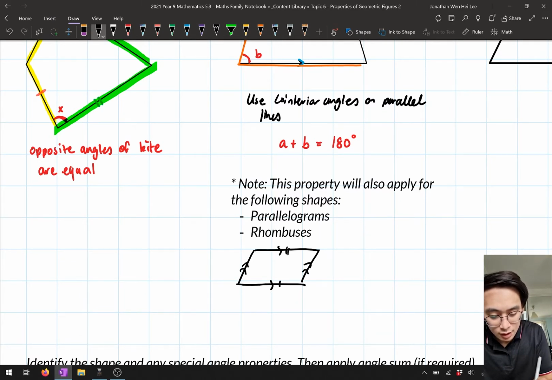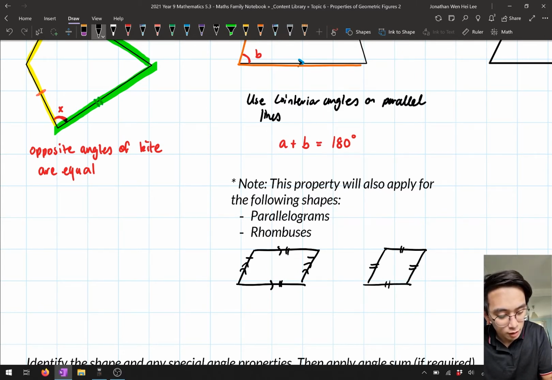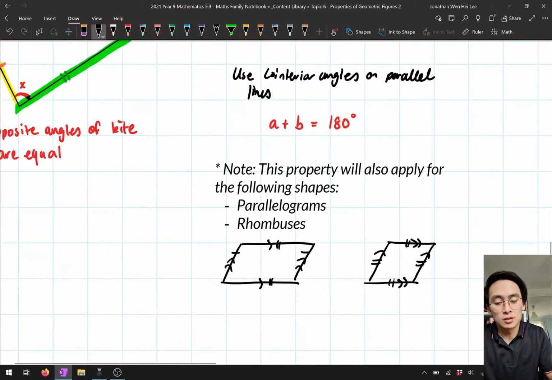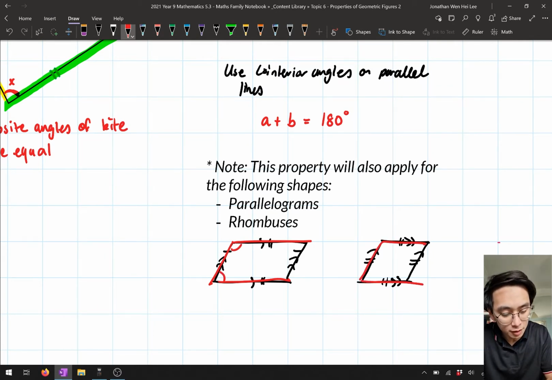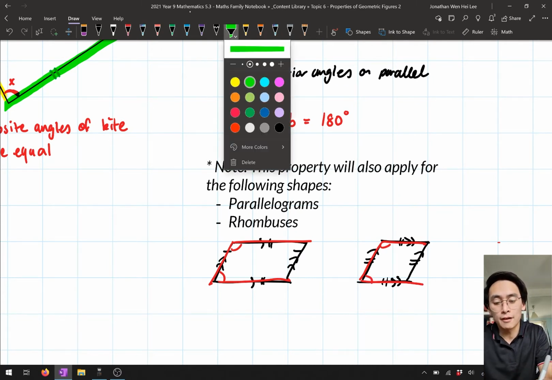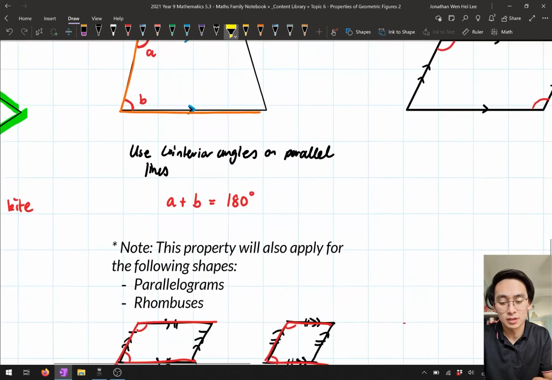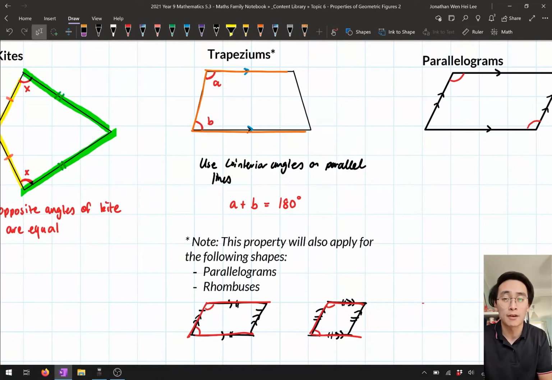And these two sides are equal, and these two sides are equal. And a rhombus, all the sides are equal, and we've got two pairs of parallel sides again. This property will actually apply for parallelograms and rhombuses as well. So here, notice I've got a pair of parallel sides, and so I can form that C shape as well, and I can actually use my co-interior angles. And similarly here, with a rhombus, I can do the exact same thing. So this property for trapeziums will also apply for parallelograms and rhombuses.